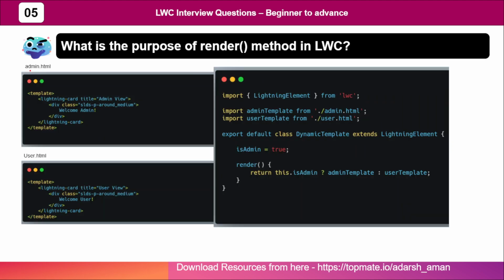In this example, let's say we have an admin HTML file, a user HTML file, and then a different HTML file here called dynamic template. If the value of admin is true, then we are going to display the admin template, and remember we are using this return statement inside the render method here. So whenever admin is true, it will return the admin template, which we are also importing here, right? And if it is false, it will return the user template, which is this one. So based on the condition, it will display the HTML template on the page. This is how we can use the render method in LWC.